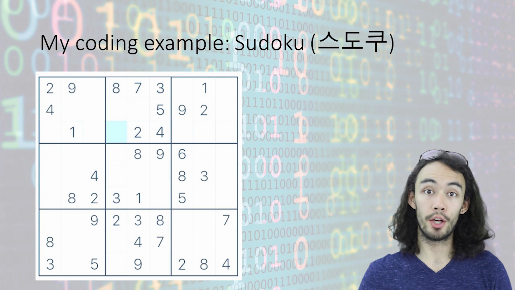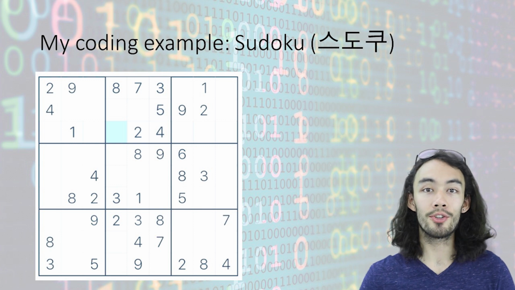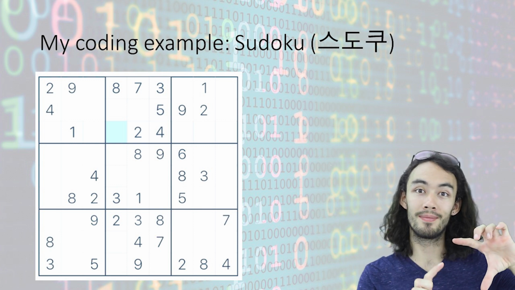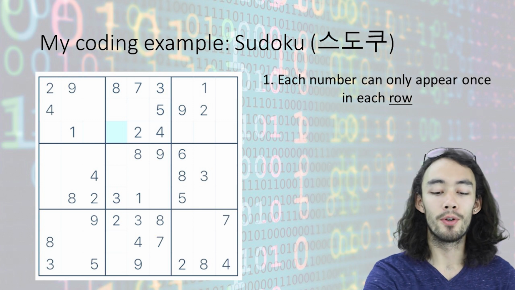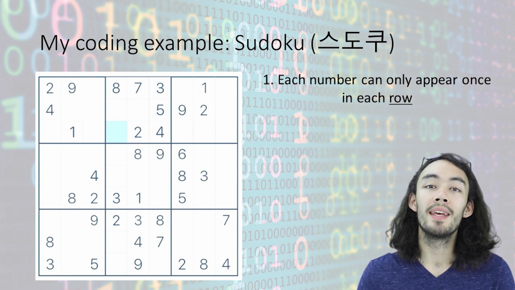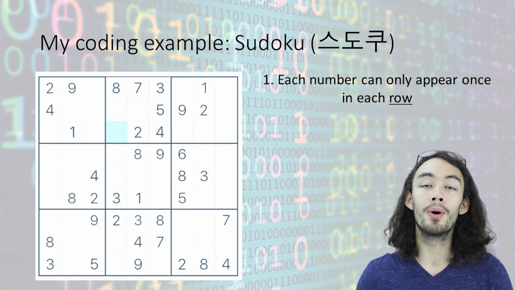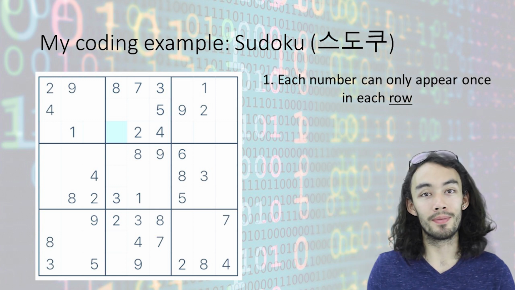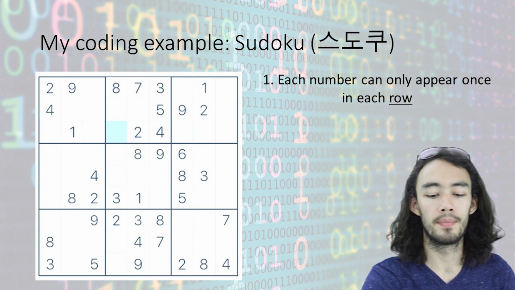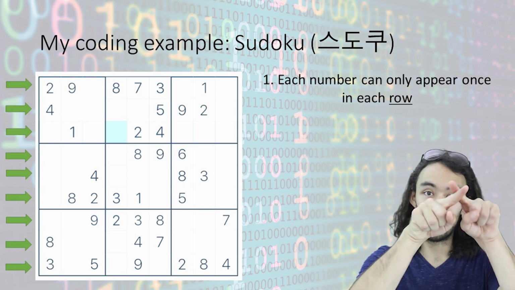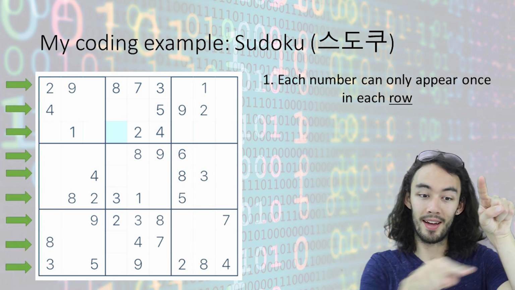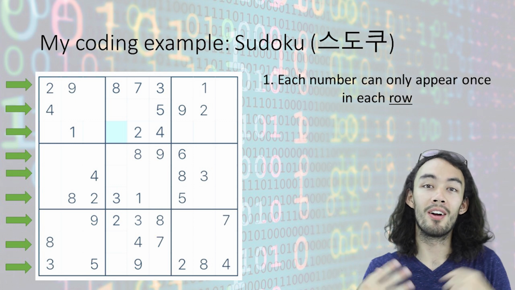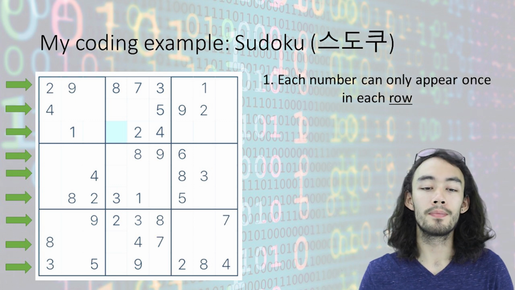So we have a grid, and then in each grid there's a smaller block. Okay. So rule number 1, each number can only appear once in each row. So what does that mean? So a row is going like that, and there are 9 rows.